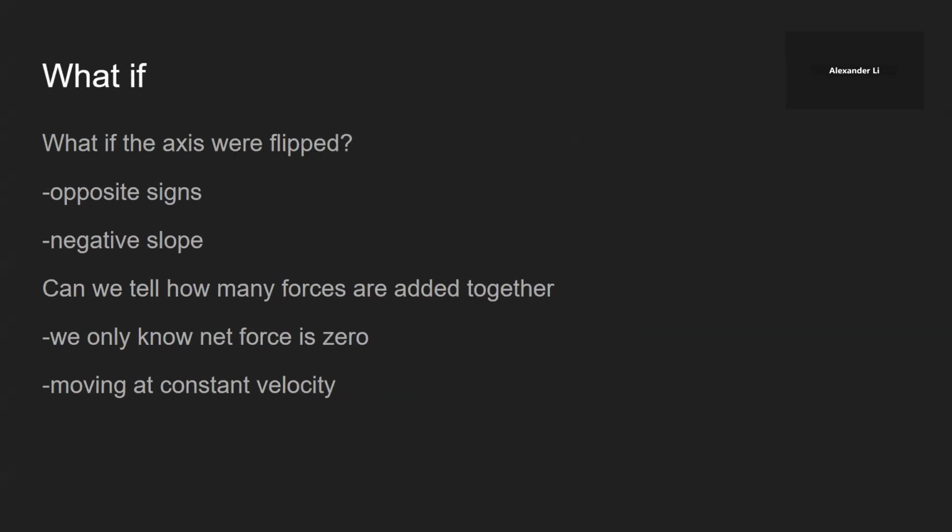So what if the axes were flipped? Of course the signs would switch, and the slope would also be negative. And can we tell how many forces are added together? We only know that the net force is 0. We don't know all the forces, and we only know that the marker is moving at constant velocity.